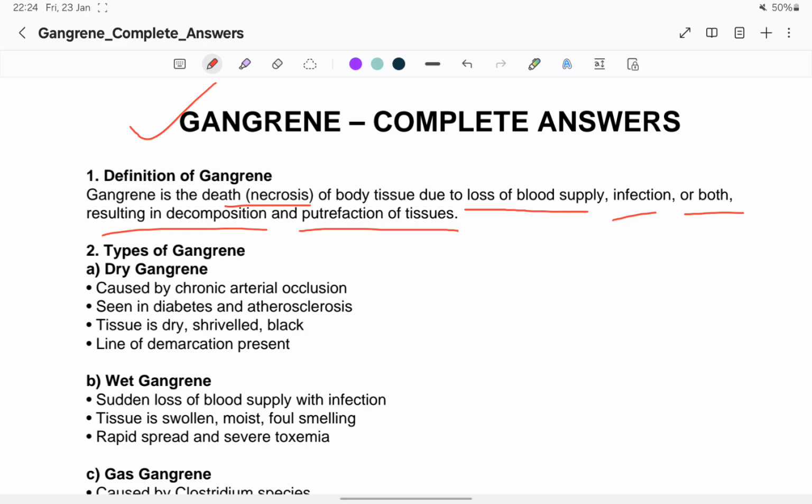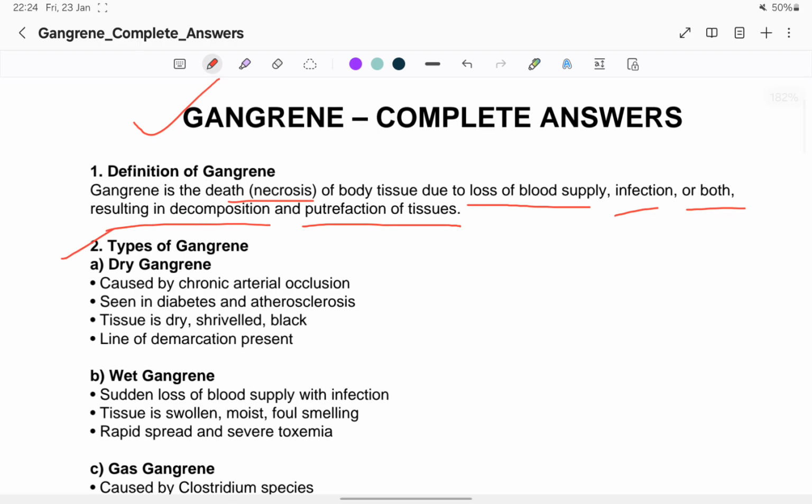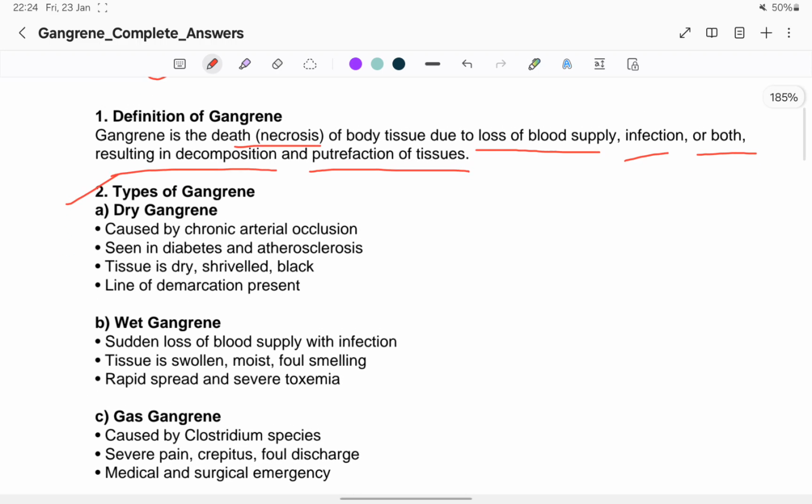So next, coming to the types of gangrene. Three types of gangrene: dry gangrene, wet gangrene and gas gangrene. First one is dry gangrene. Dry gangrene is caused by chronic arterial occlusion, and wet gangrene is caused by sudden occlusion of the arteries. Dry gangrene is caused by slow occlusion of the arteries.